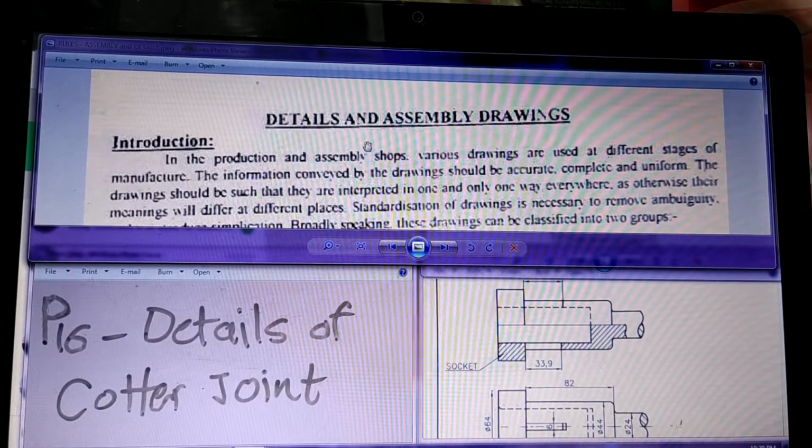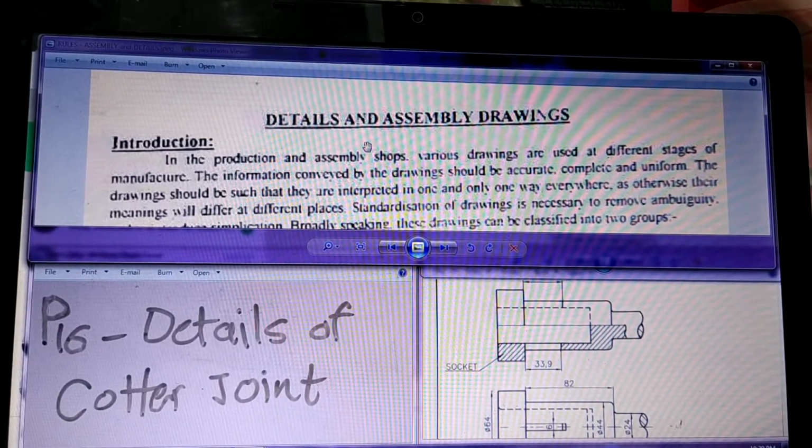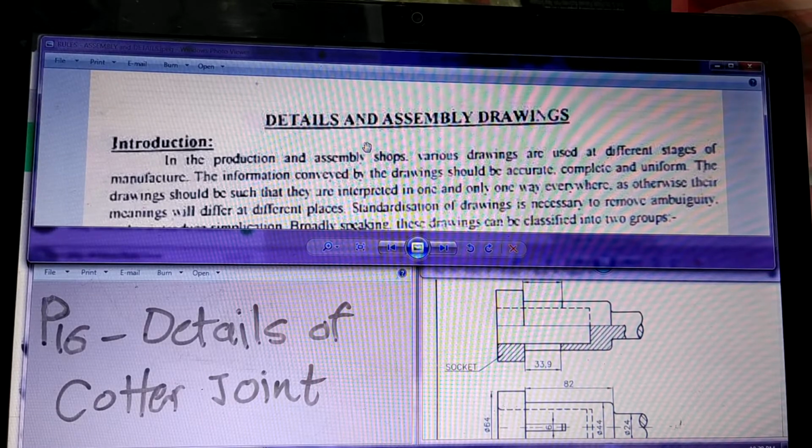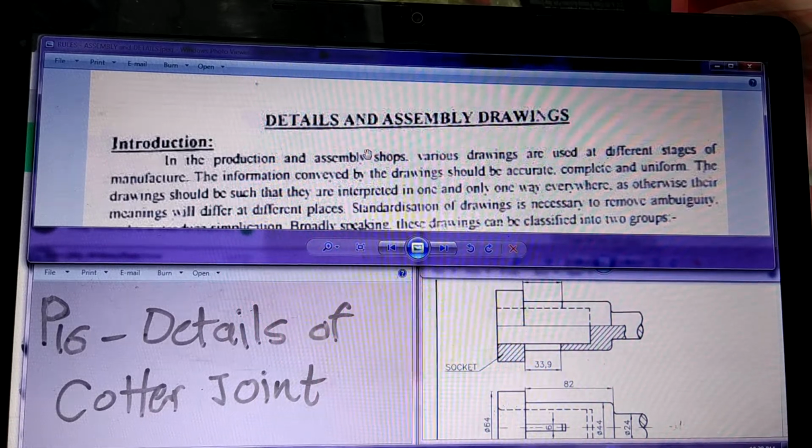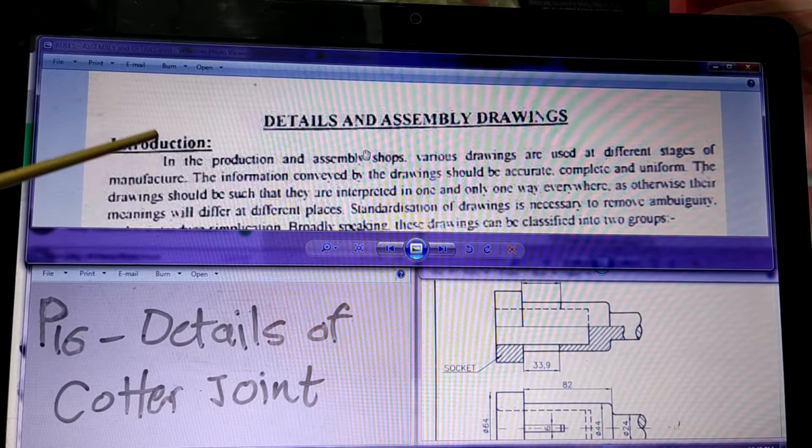Welcome all of you. We are learning assembly and detailed drawings, and out of that we have already started assembly and prepared some assembly drawings. At that time we studied certain rules about assembly and detailed drawings, as you can see here, which we have discussed.